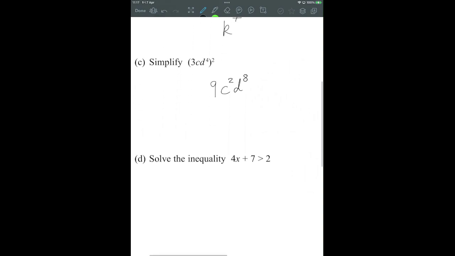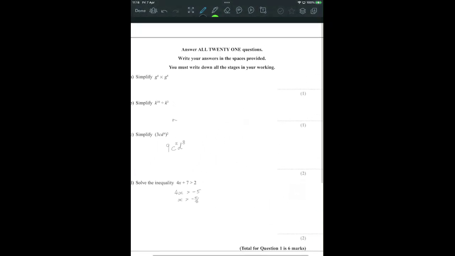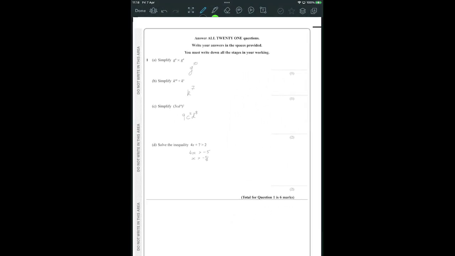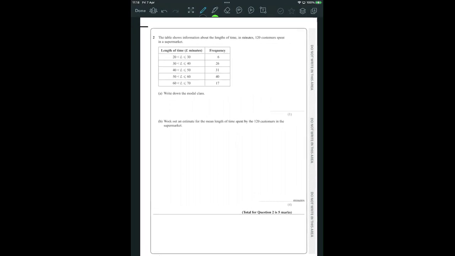Solving an inequality: most of the time inequalities are exactly the same as solving equations. So we are going to subtract 7 from both sides and divide by 4. If you remember, the only difference is if you have a times or divide by a negative, and then you flip the inequality sign. We did not have that here, so we are fine. Question 1 done. Question 2.